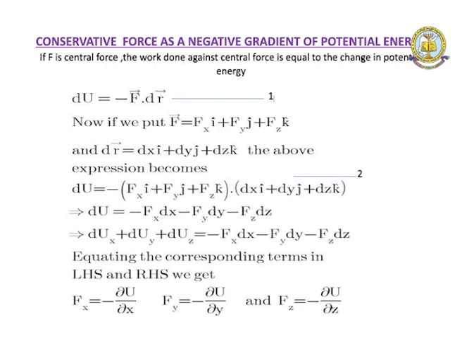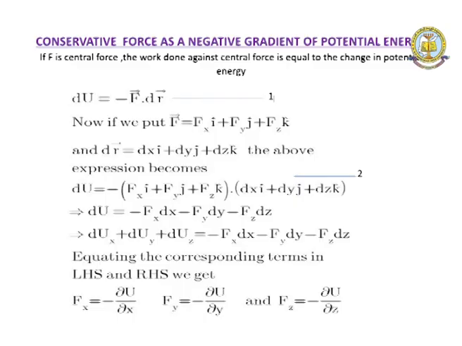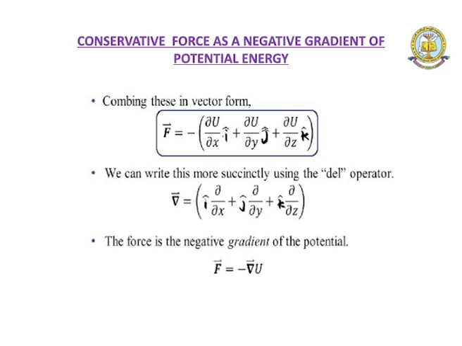So Fx is equal to ∂U/∂x with a minus sign: minus Fx dx is equal to dU_x, so Fx is equal to minus ∂U/∂x. Similarly, Fy is equal to minus ∂U/∂y, and Fz is equal to minus ∂U/∂z. So the force F is equal to minus (∂U/∂x i plus ∂U/∂y j plus ∂U/∂z k). This is the combination in vector form.